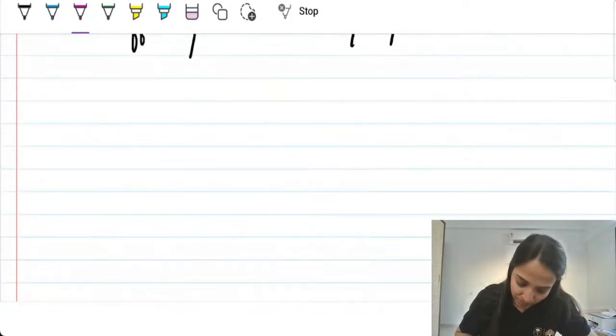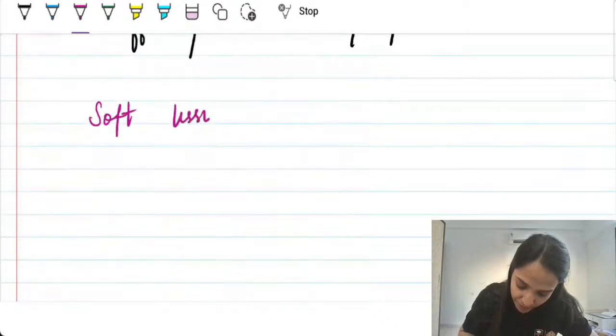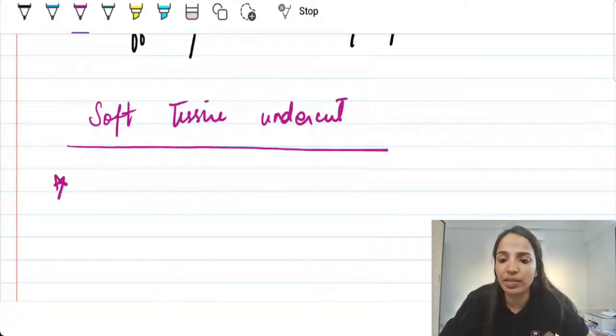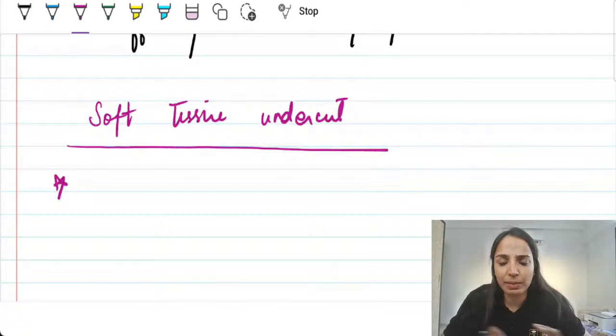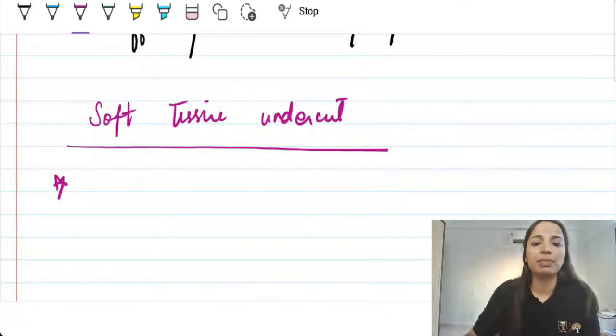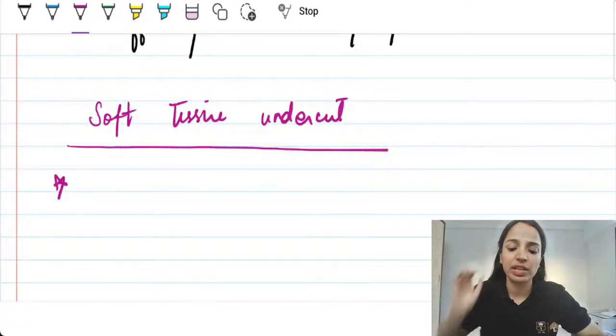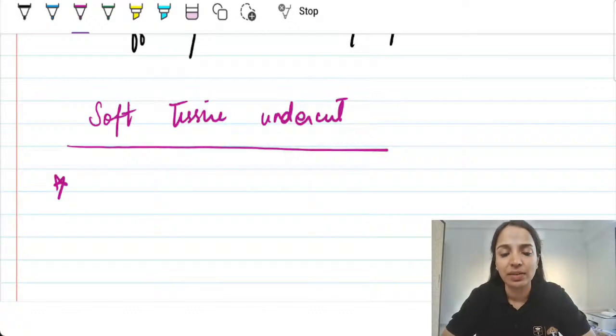So there are two scenarios. The first scenario that we have is when you have a soft tissue undercut. This is a question that is asked very frequently in the exam, that when there is a soft tissue undercut, what do you do? If your soft tissue undercut bilaterally is such that it can be managed and it should not be an issue for you, then you just block it slightly in a way that it becomes manageable, and then you utilize the remainder of your undercut so that you can gain some retention.